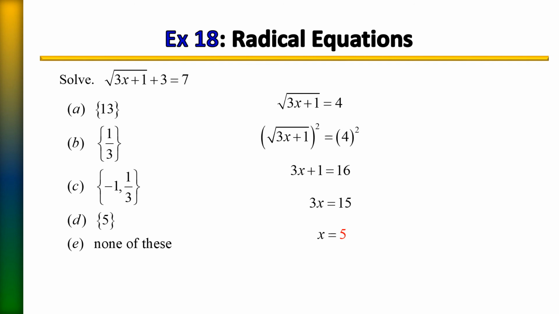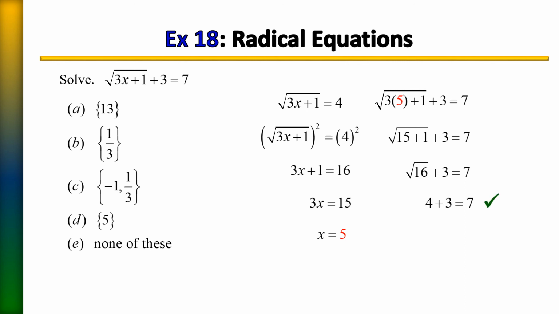So let's go ahead and plug 5 into our original equation to see if we get to keep that solution. When we do so, it's going to look like so. Notice I removed the x of the original equation that we were given, and I replaced x with 5 because we said x equaled 5. So continuing this process, 3 times 5 is 15. 15 plus 1 is 16. Square root of 16 is 4. And 4 plus 3 does give me 7. That does check, so therefore 5 is my solution, and that is answer choice D.